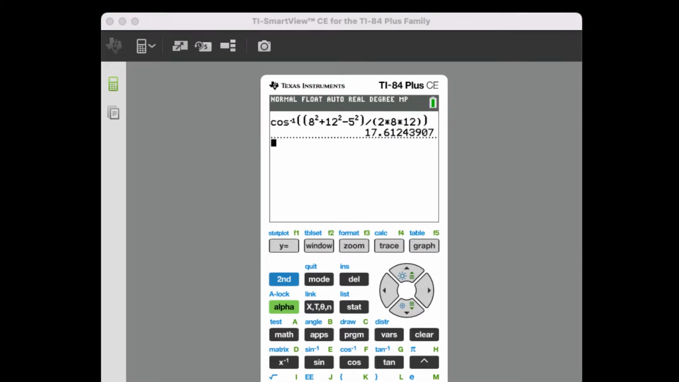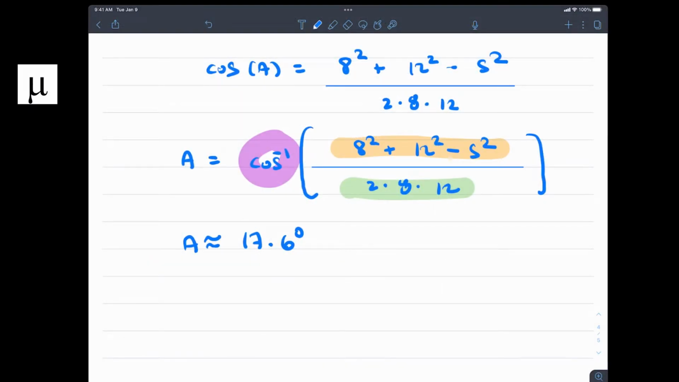Okay, now, we did inverse cosine. Is that right? So what do you think this angle represents, right? It's in degree mode, right? So let's go out to the tenths again. So what I'm saying is that we found angle A, it's 17.6 degrees.